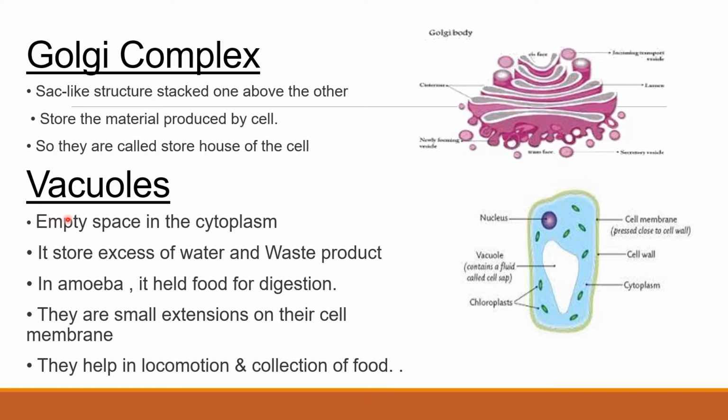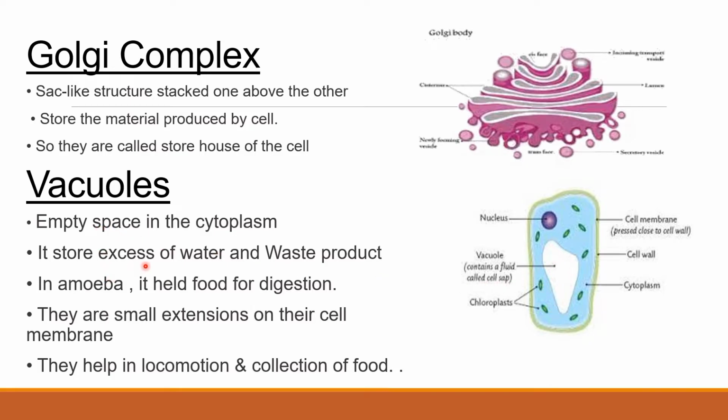Next, we have vacuoles. These vacuoles are completely empty spaces, and they are mostly present in the plant cell only. In an animal cell, even if they are present, they are found to be very small, or they may be absent. But in a plant cell, you see most of the space is occupied. This white space is occupied by the vacuole.